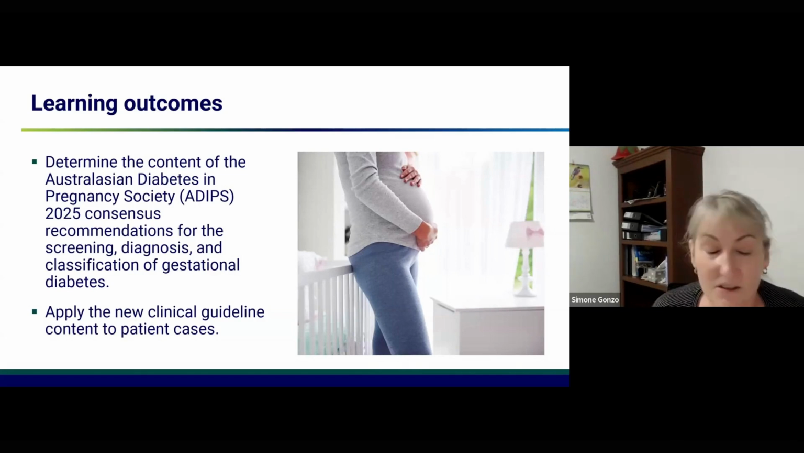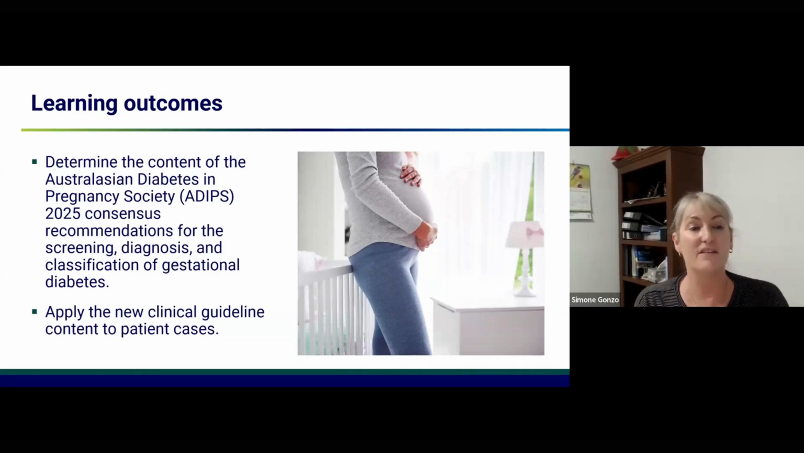So tonight what we're hoping to do is determine the content of the Australasian Diabetes in Pregnancy Society consensus recommendations. So this centres basically on screening, diagnosis and classification of gestational diabetes. So this evening, we're not going to focus too much on treatment of diabetes. It's more about the early stages of pregnancy and how we stratify patients into low, medium, high risk, and also diabetes in pregnancy or overt diabetes in pregnancy or gestational diabetes, because the numbers have changed slightly with that.